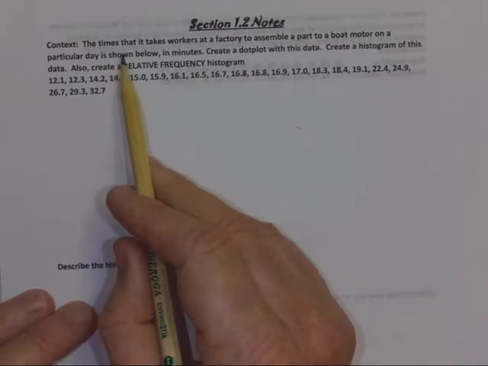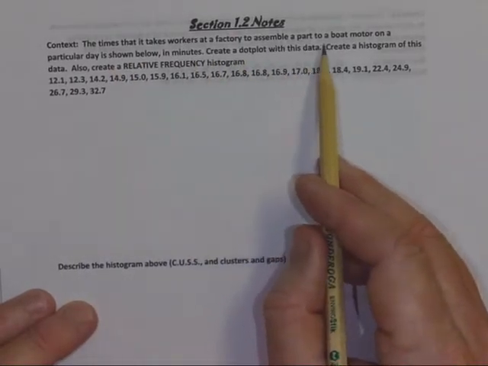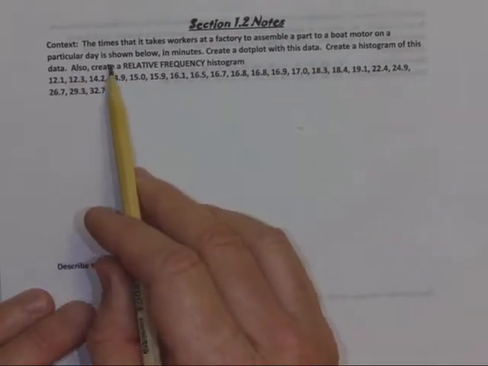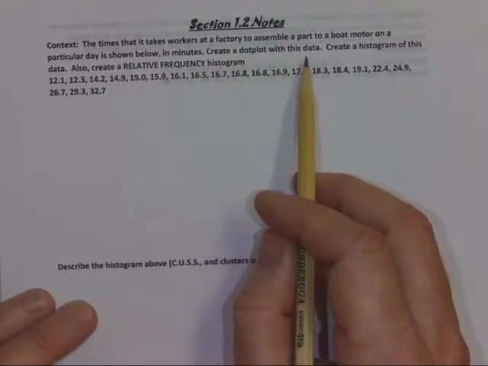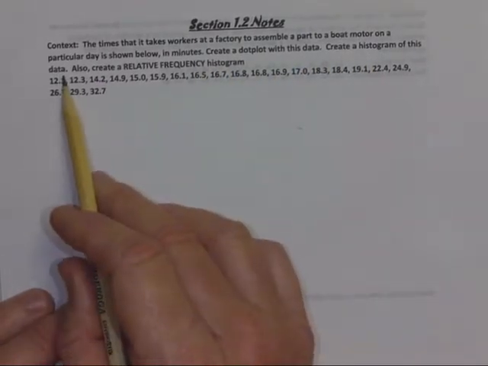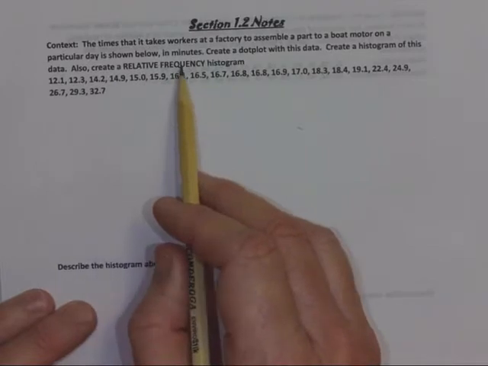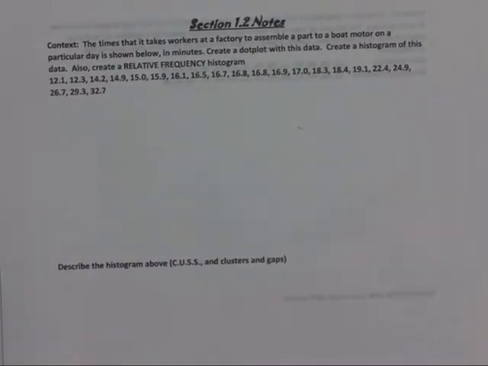And so this one says the time that it takes workers at a factory to assemble a part to a boat motor on a particular day is shown below in minutes. Create a dot plot of this data, create a histogram of the data, and also create a relative frequency histogram with the data. So it's asked us to do 3 things. So first of all, a dot plot. And so all a dot plot is this.